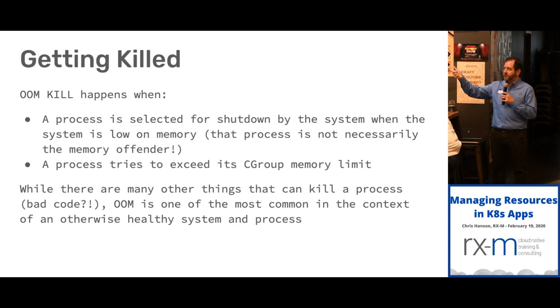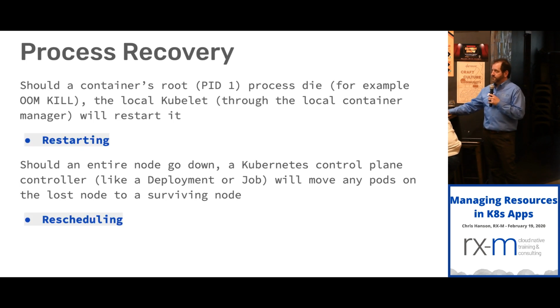So when the kill happens, one of our processes is going to get selected for shutdown by the system when it's low on memory, and it's not necessarily the one that just caused that condition. It's going to be something that also meets the conditions of that algorithm. And this can also occur when, obviously, our process tries to exceed its cgroup limit, right? There are all sorts of things that can cause a process to die or get killed, but OOM is obviously one of the most common things, right?